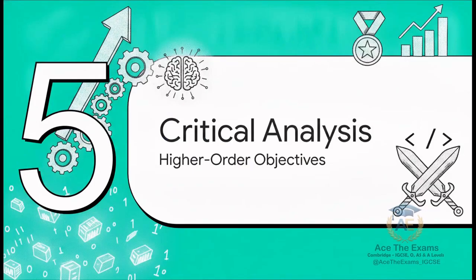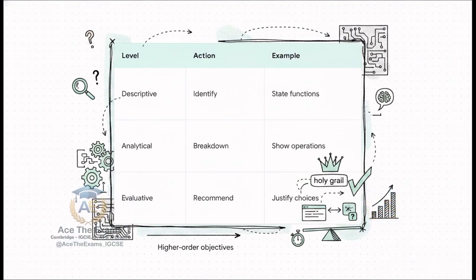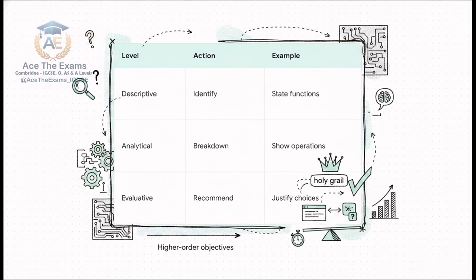Finally, Section 5, Mastering Critical Analysis. This is where we hit those higher-order objectives. There are essentially 3 levels to answering a CLI question, and you can see them mapped out here. Level 1 is descriptive. This is just identifying what a CLI does. A CLI uses text commands. Okay, great, but that's very basic. Level 2 is analytical. This is breaking down how the CLI is operating within the specific scenario.